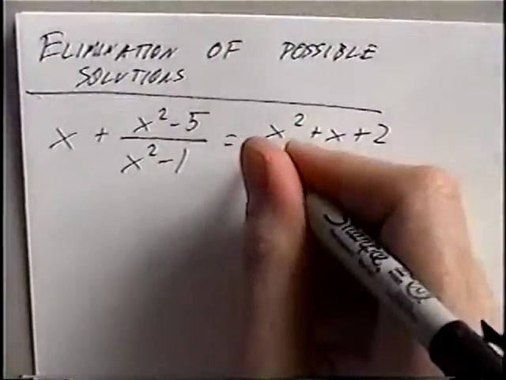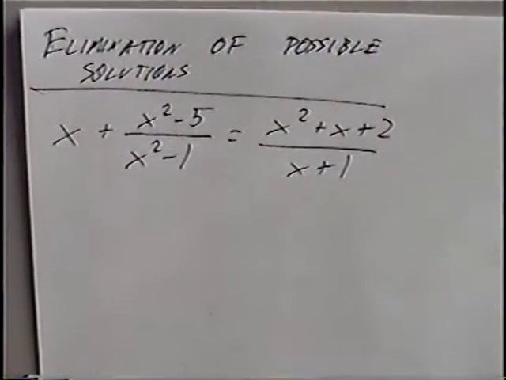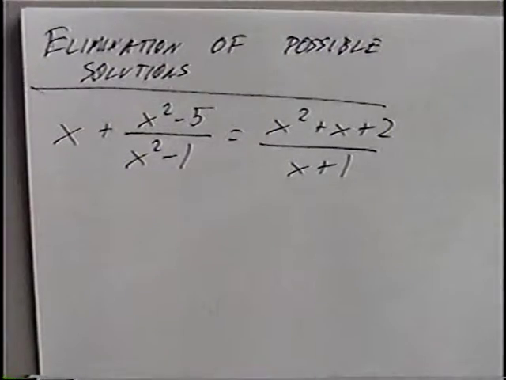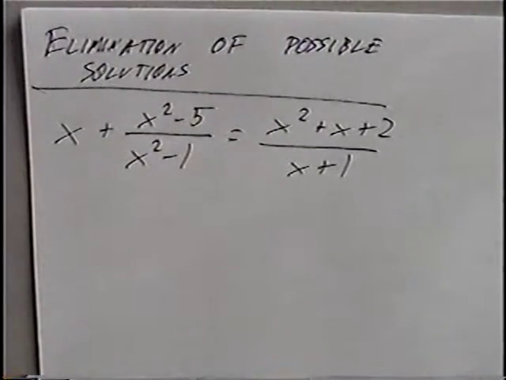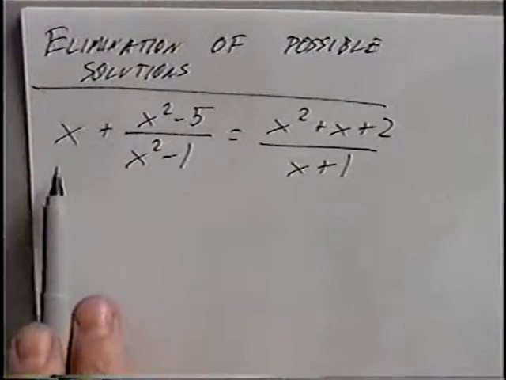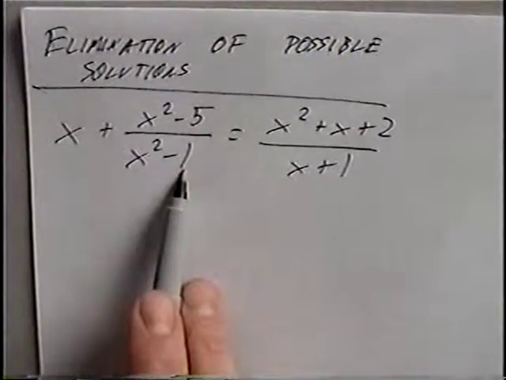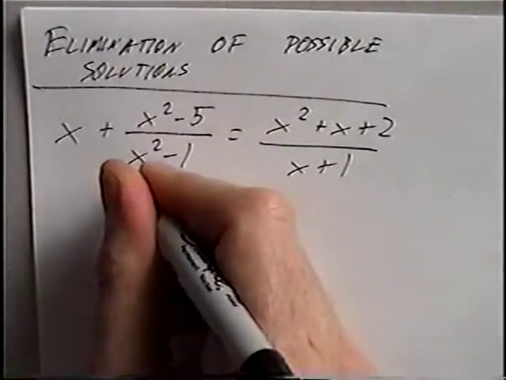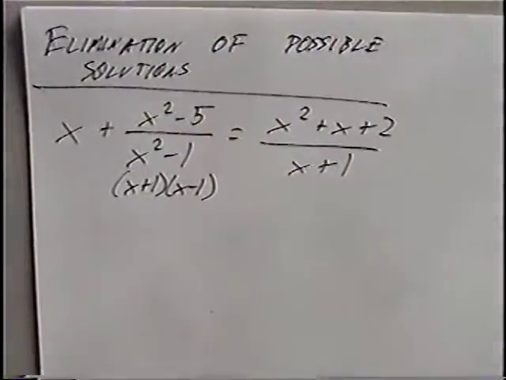2) over (x plus 1). Same idea as before. We have three terms or three fractions. Before we can add or subtract the fractions, they have to have the same denominators. In this case, one of the denominators, x squared minus 1, is the same as (x plus 1)(x minus 1).